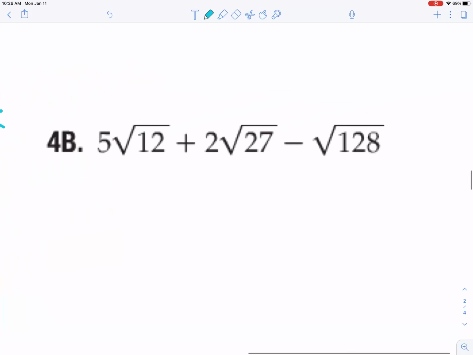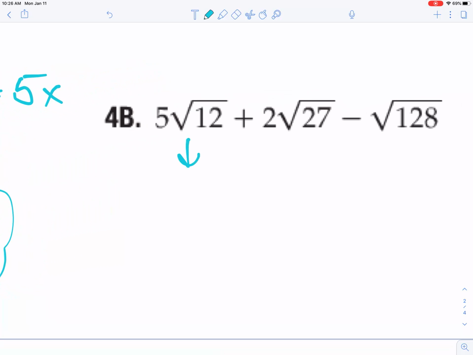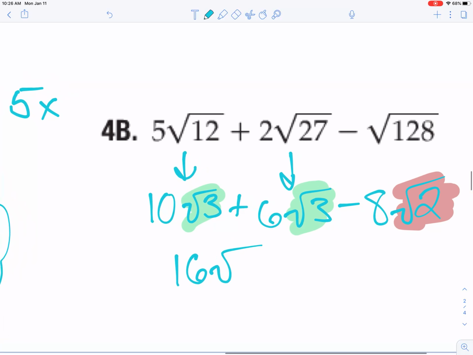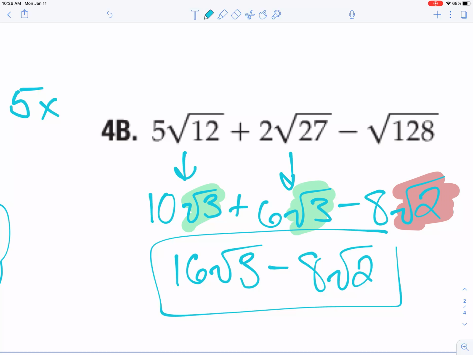Now, if I take a peek over here at 4b, and I'm going to maybe cheat here for a second. I'm just going to get us down to this step here. That's a plus sign. Minus, this will end up being 8 root 2. Notice here, root 3, root 3, root 2. That root 2 is not going to be able to be combined because it's not a like term. So this one's final answer would be 16 root 3, minus 8 root 2. They cannot be combined because the 3 and the 2 aren't the same.